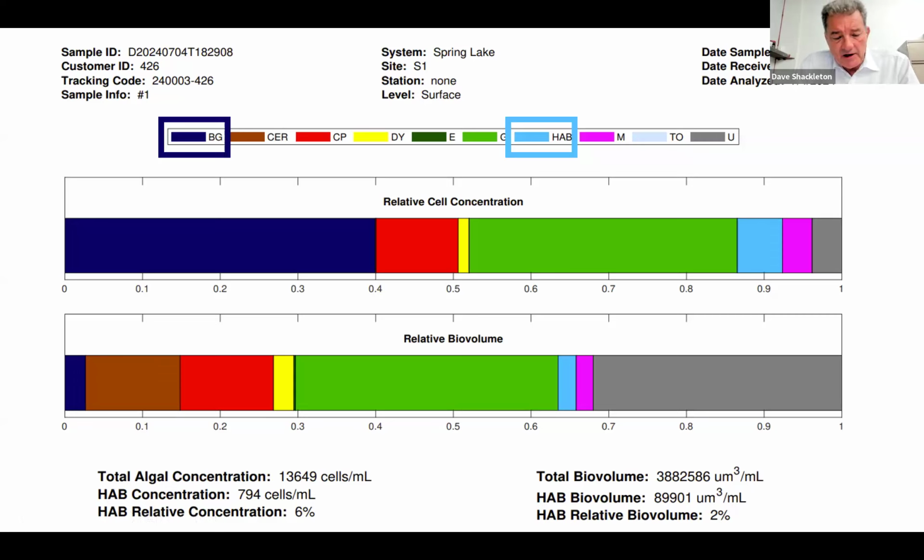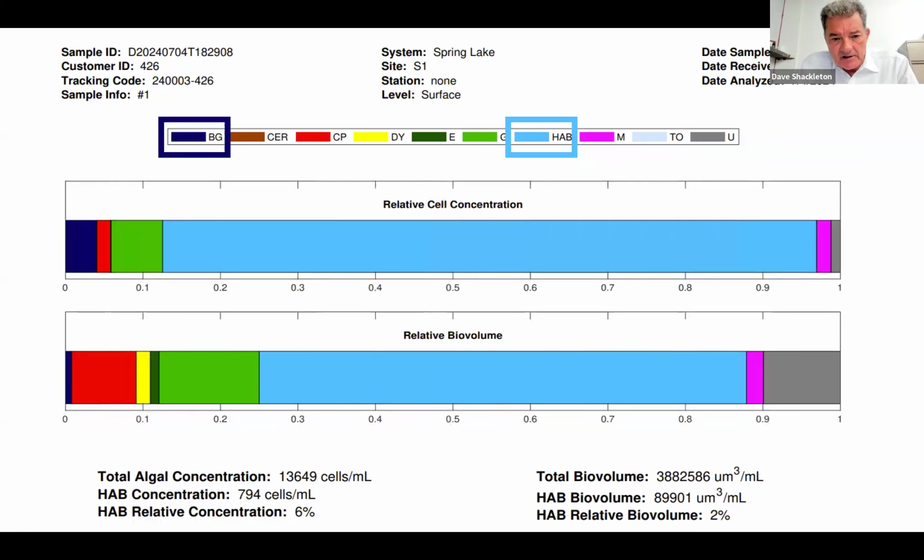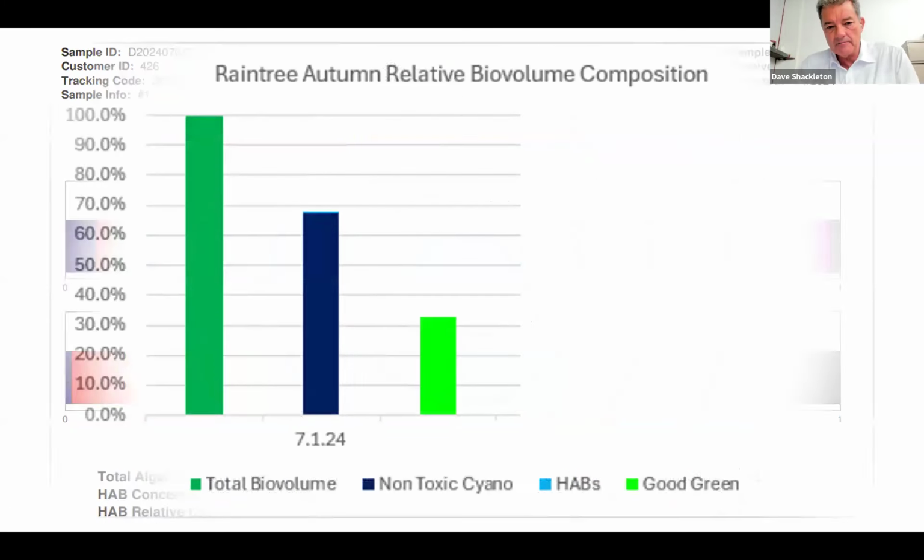But this is Spring Lake at the beginning of July. This is Spring Lake at the end of July. And what you can see is that in cell concentration and biovolume, the HAB producing cells have really taken hold and become quite strong.